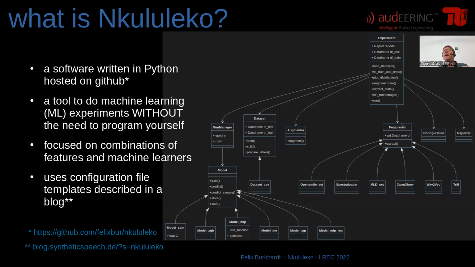So here you have a little class UML diagram of the software. The central class is called experiment. So one experiment is a combination of mainly machine learners called models. Here there are several models like multi-layer perceptron, support vector machine, XGBoost, stuff like this. And acoustic feature sets, that would be something like openSMILE features, spectra, mel specs, openXBOW, wav2vec embeddings, Trill embeddings, stuff like this. That's just to give you a rough idea, right? So then there's classes to augment the data, and of course the dataset. The data themselves is pretty central.